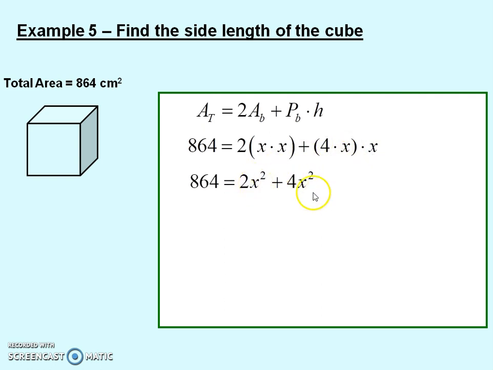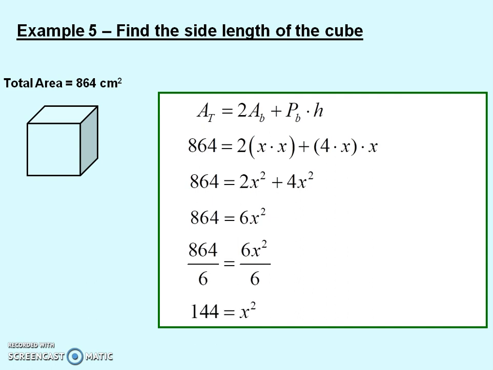And these are like terms. They have the same variable and the same exponent. I can add those. They become 6x squared. To solve this, I need to divide first, just to get the x squared by itself, and then I can take the square root of both sides. That works out to be 12 centimeters.